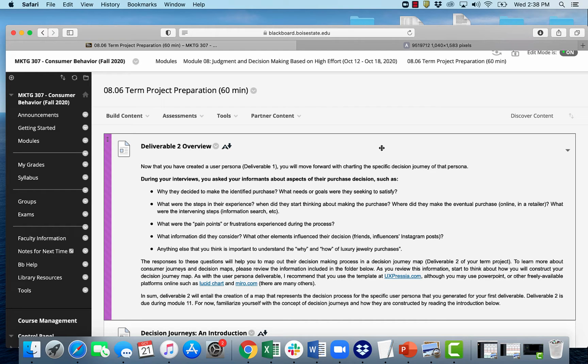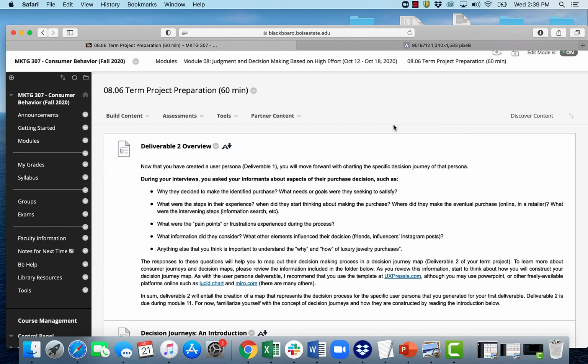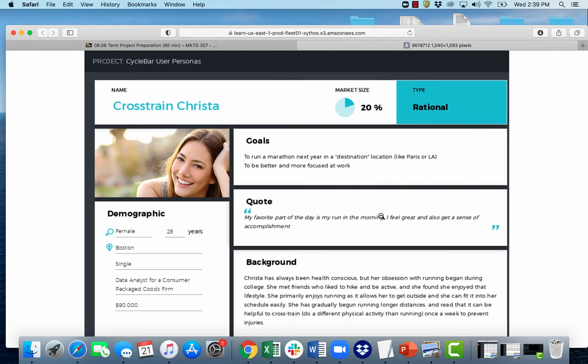Hi everyone, I wanted to provide a little bit more explanation about Deliverable 2, what's expected and how to approach it, to try to address any confusion before you dive into it in earnest. So we're building off what you did in Deliverable 1, where you created a user persona after interviewing people, and your user persona probably looked something like this. This is one of the examples that I provided earlier in the Deliverable 1 folder.